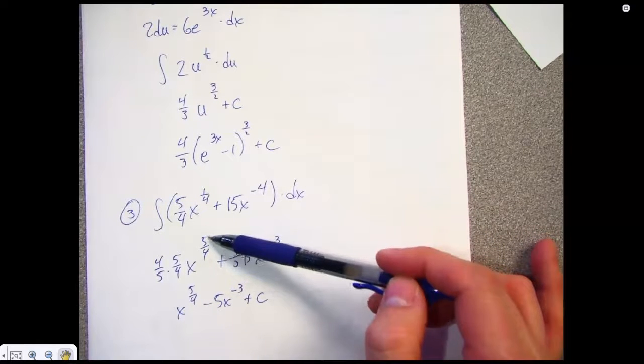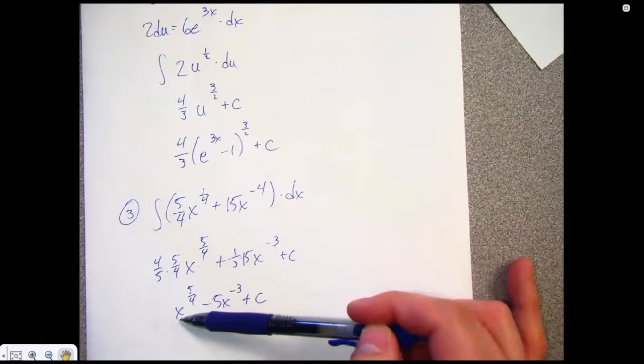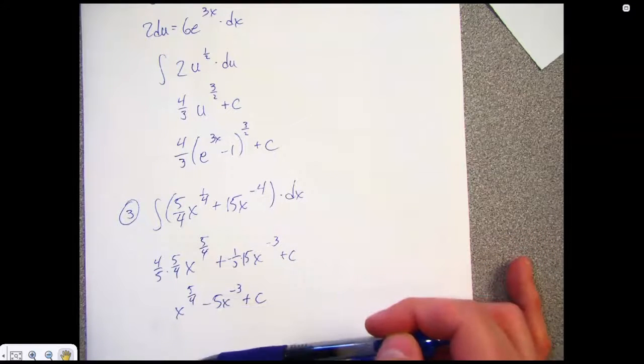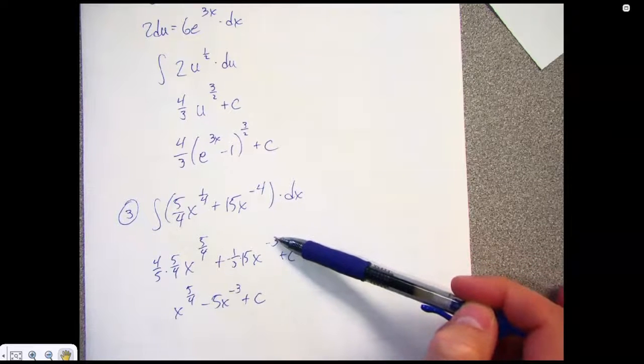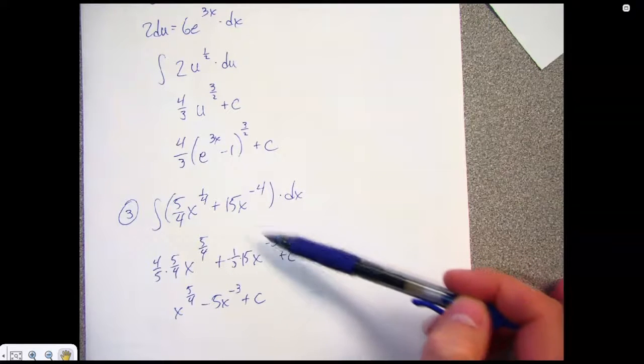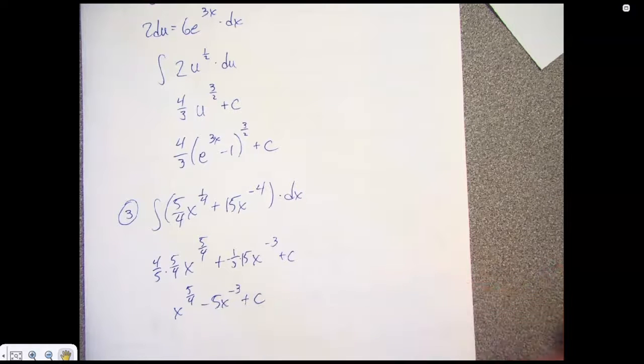So I add 1 to the power here, it gives me 5/4. Then you multiply by the reciprocal, so 4/5 times the 5/4 out in front actually ends up canceling and just is a 1 there. And then here you add 1 to the power and get negative 3. So multiply by the reciprocal, which is negative 1/3 times the 15 is a negative 5, and then plus c.